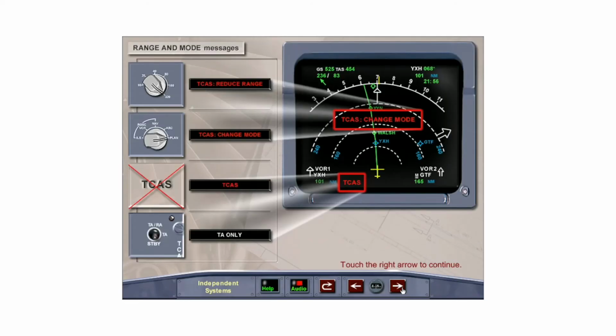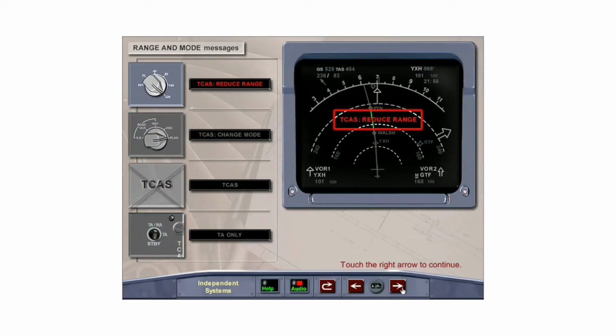The navigation display will display range and mode messages to alert the crew. The message "Reduce range" is displayed when a TA or RA is detected and the navigation display range is above the 40 nautical mile selection. The message "Change mode" is displayed during a TA or RA when the navigation display is in the plan mode. Either message will be displayed in amber for a TA intruder and red for an RA intruder. The message will flash for 9 seconds from initial display and then remain steady.